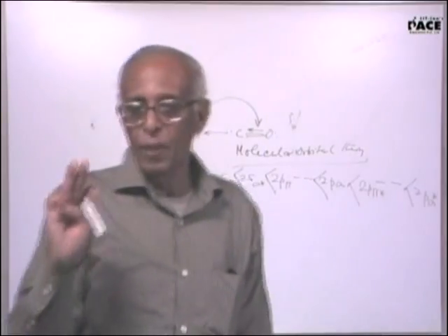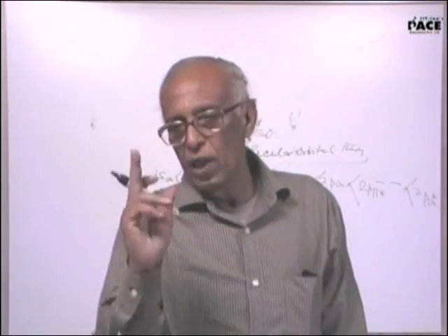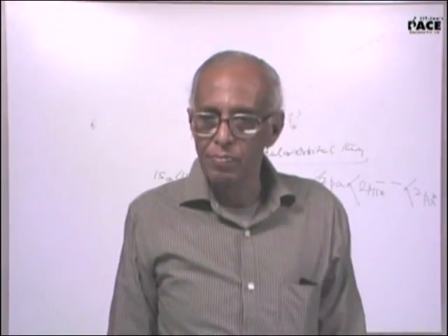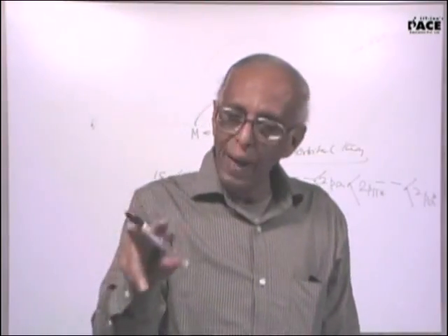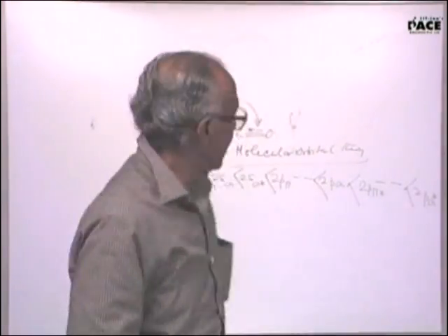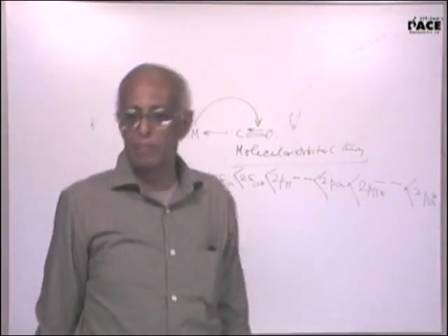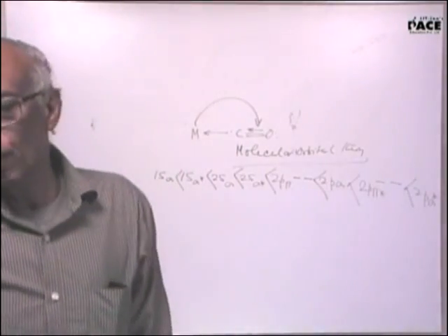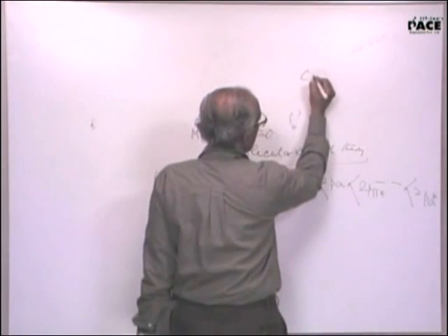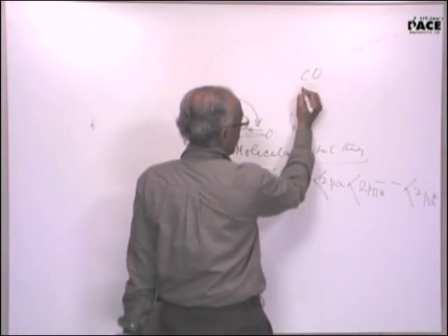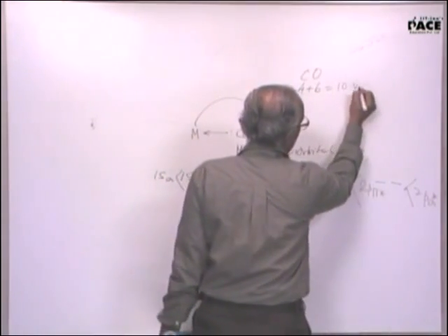There are three p orbitals, px, py, pz, and only one can form a sigma bond. The other two form a pi. And those two pi orbitals have equal energy. That's why I have drawn them as two lines at equal level, and equal level means equal energy. Now carbon monoxide, if we look at the number of valence electrons, carbon has 4, oxygen is 6, 10 valence electrons.